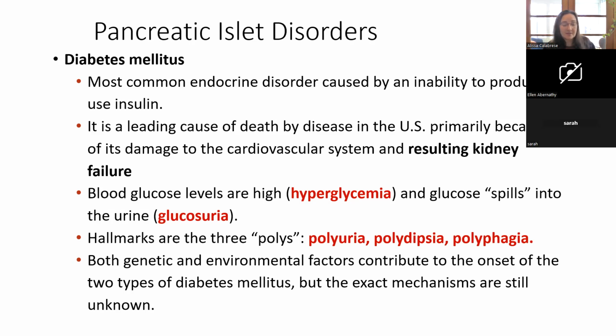So symptoms associated with diabetes are polyuria, which is excessive urination; polydipsia, which is excessive thirst, because you're urinating so often and your body's trying to flush out that extra sugar; and then polyphagia, which is hunger. Surprisingly, even though you've got all of this glucose in the blood, it's not getting into the cells. So your cells are actually starving for energy, which makes you hungry. So all that's associated with diabetes.